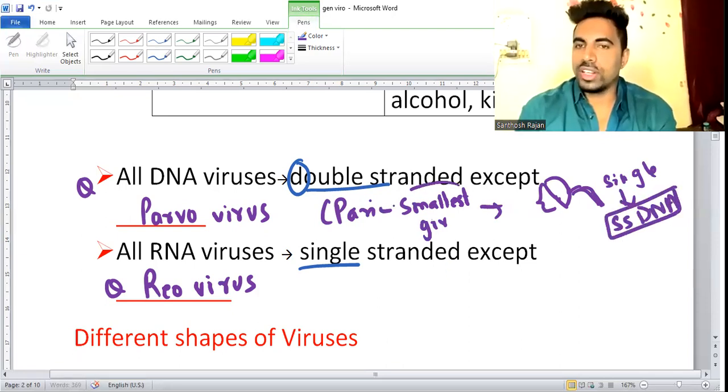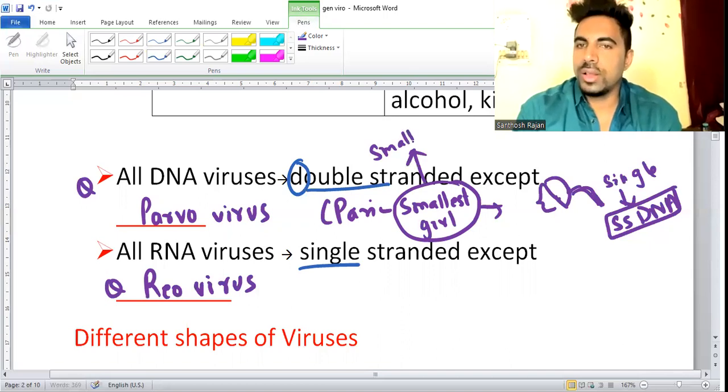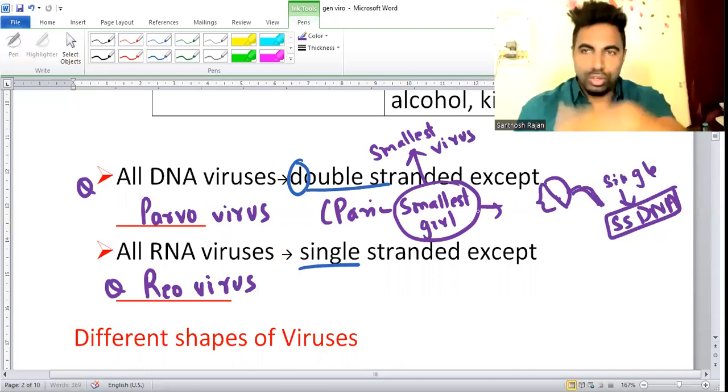This is the smallest virus. We're going to talk about that later. Pari is the smallest girl, which means she's the smallest virus. Which is the smallest virus? Parvo, the smallest virus. The biggest one is, of course, your pox. We'll talk about it in the pox.